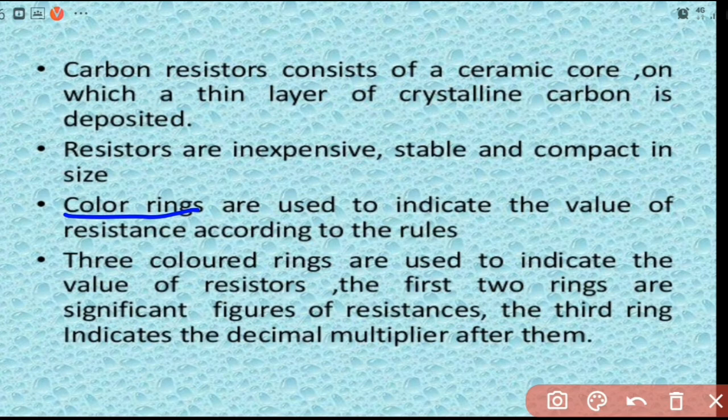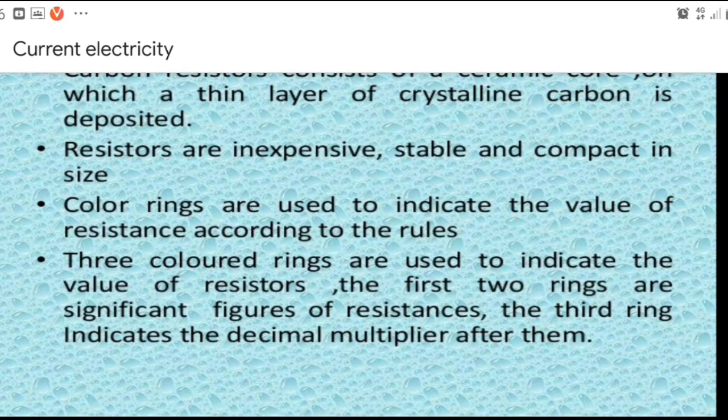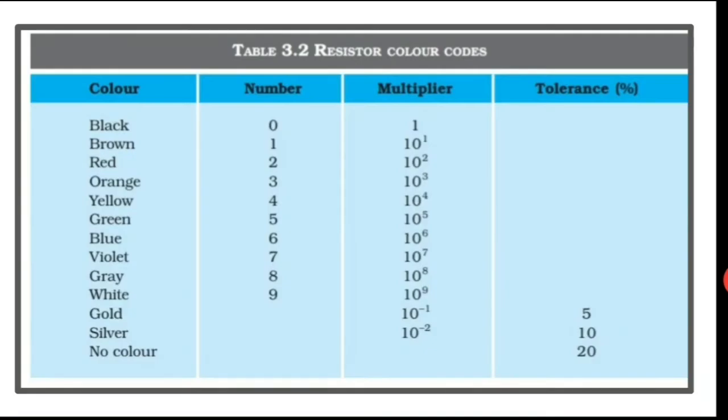The first two rings are the significant figures of the resistance. Significant figures means we will just write that value, which we will explain. And the third ring indicates the decimal multiplier after that. So the first two rings are the significant figures in the measurement, just like 10, 12. If we write 12, it is 12. If we write 22, it is 22. That's what we mean by significant figures. And the third ring indicates the decimal multiplier, 10 raised to 1, 10 raised to 2, like that. So the three colored rings indicate the value of the resistor.